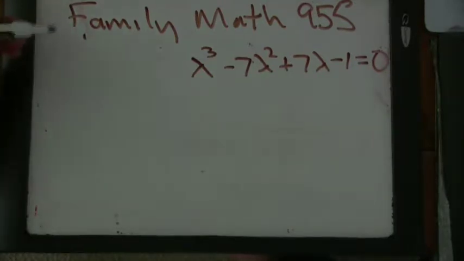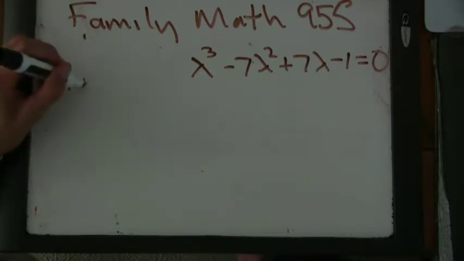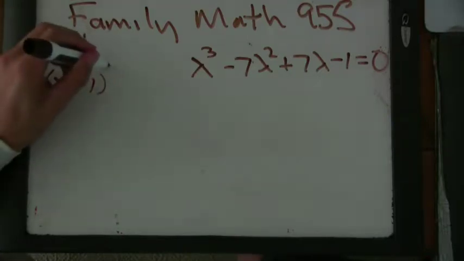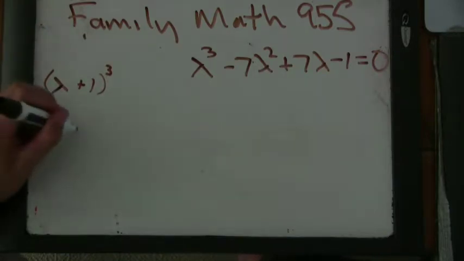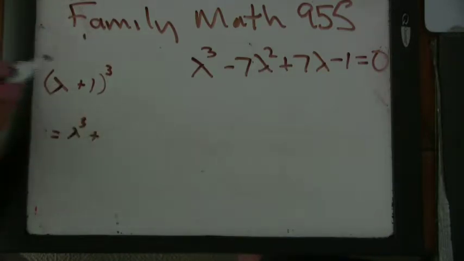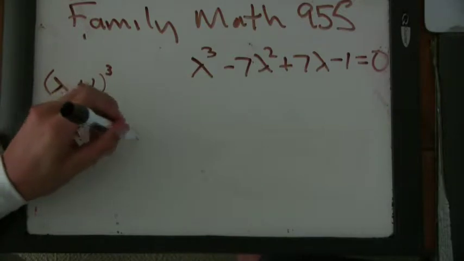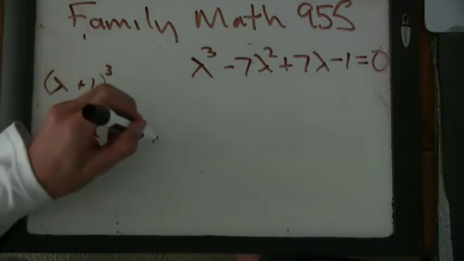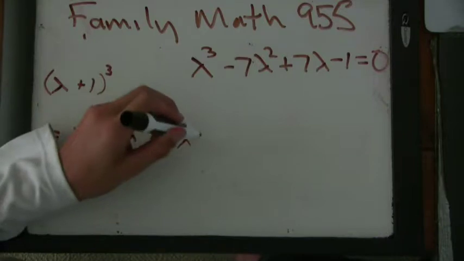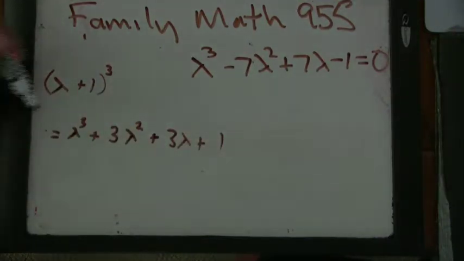Well, I know that, or I guess let's keep using lambdas. So lambda plus 1 cubed, we know this is lambda cubed plus 3 lambda squared plus 3 lambda plus 1. Like this pattern. So we have a similar pattern here. So that makes me think that this equation is going to factor somehow. Okay, interesting. Yeah, there is a similar kind of pattern.